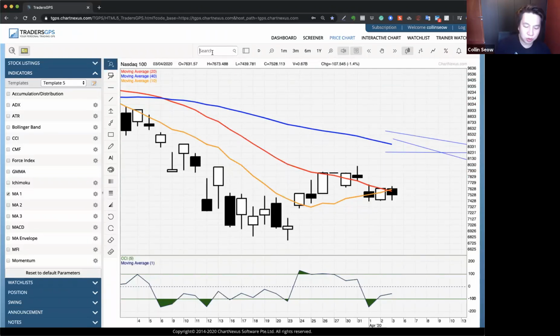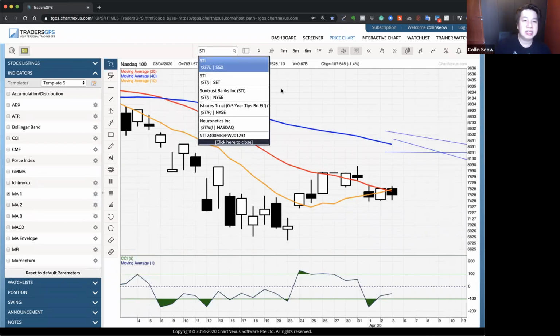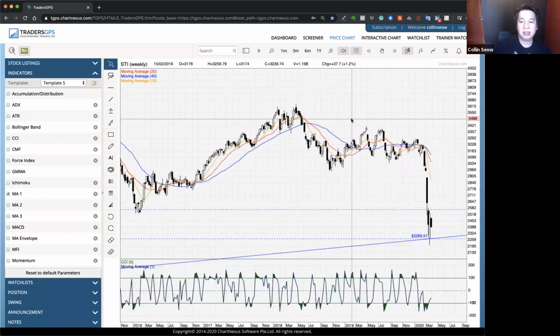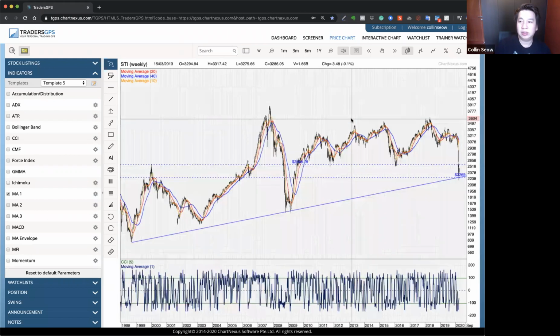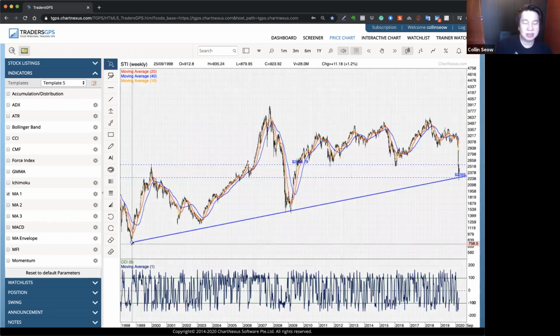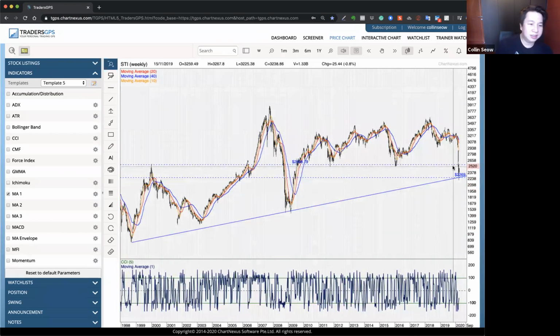Next we go to STI. Last week for STI we mentioned that it more or less hit the crucial support level. I think I mentioned this more than 5-6 times already. So it hit the crucial support. If you can hold it for 1 year, I think it's okay. If you hold it for 1 year, I think we have reached the crisis level for our STI.